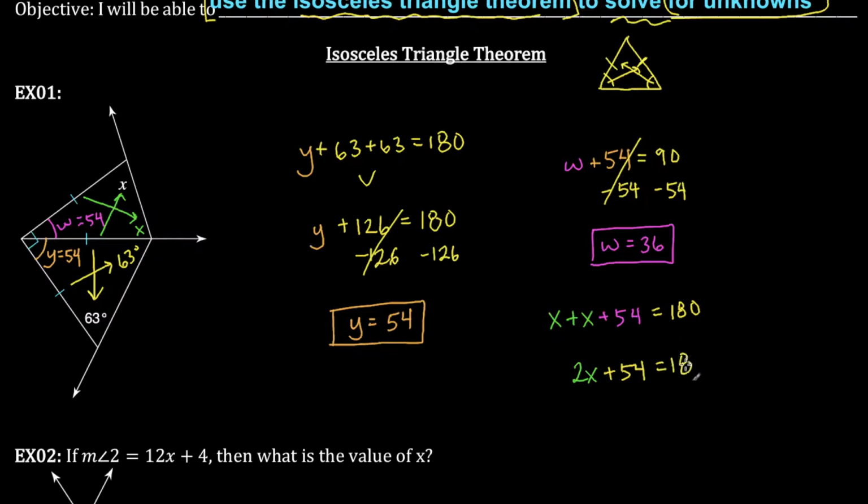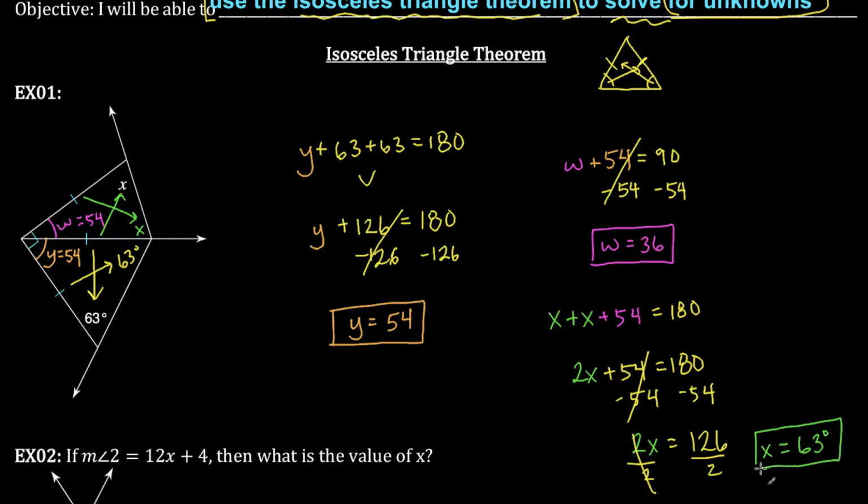2x plus 54 equals 180. And I take away 54 from both sides and I get 2x equals 180 minus 54. Well, hold on. 80 minus 50 is 30, 30 minus 4 is 26, so it's 126. Divide by 2. And x equals 63. In our case, we're talking about degrees here, 63 degrees.